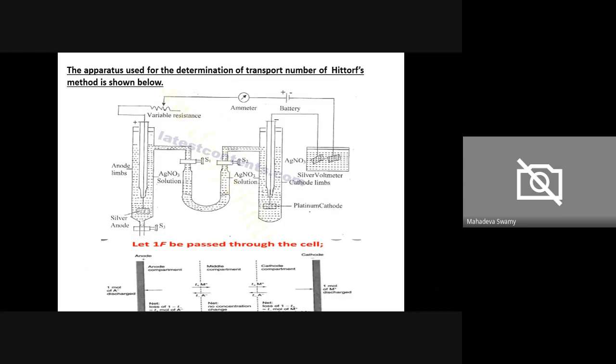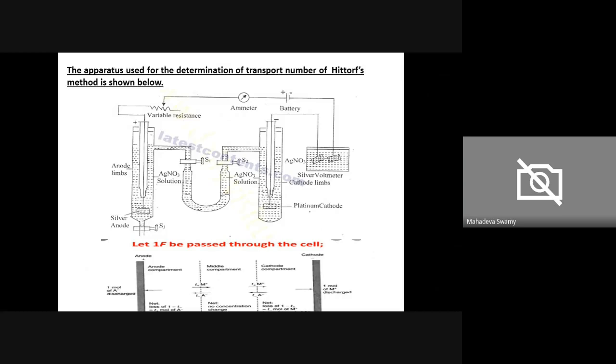In this diagram, you see the anode and then the cathode. You should fill them completely with standard AgNO3 solution. Next, you pass 0.01 ampere for 3 hours. You continuously pass this. Then what happens? Movement, mobility of ions, takes place from anode to cathode. After 3 hours, you close the stopcocks S1 and then S2.